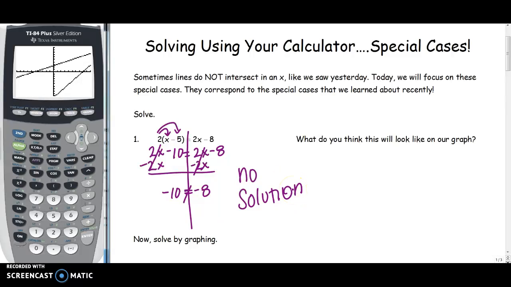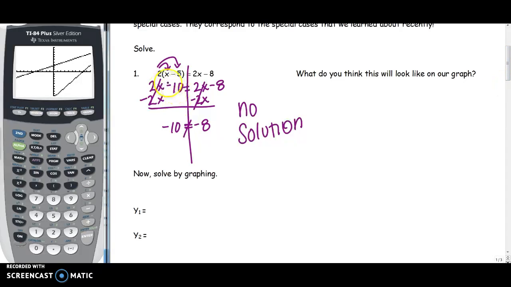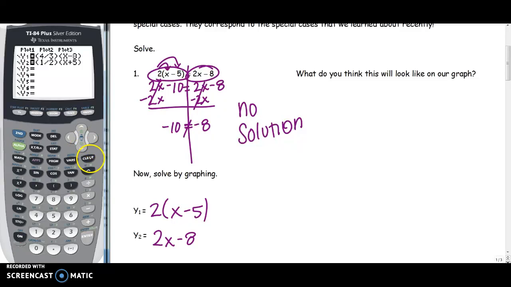But what would that look like on a graph? So let's actually look at this exact same problem by graphing. We're going to put y1 as the left-hand side, 2 times x minus 5. And we're going to put y2 as our right-hand side, 2x minus 8. So we're going to go about the same steps as we did before. Let's clear our last problem out of our calculator. And we would say 2, open your parentheses, x minus 5, and then arrow down, 2x minus 8. And go ahead and hit graph.